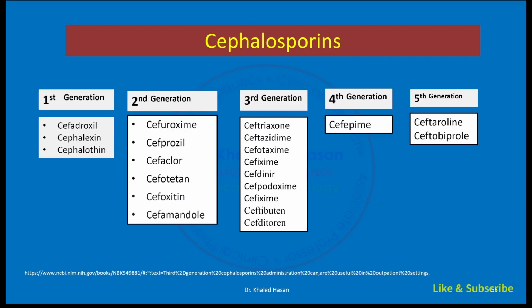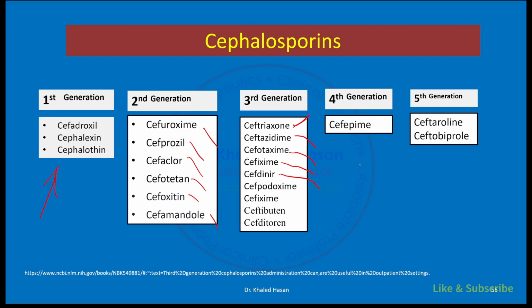Okay, cephalosporin, we have 5 generations, as you can see here. For the first generation, we have cefadroxil, cefalexin, cefalotin. Second generation, we have cefuroxime, cefprozil, cefaclor, cefotetan, cefoxitin, cefamandole. For third generation, we have the most important medications: ceftriaxone, ceftazidime, cefotaxime, cefixime, cefdinir. So these are the most important medications in this third generation.